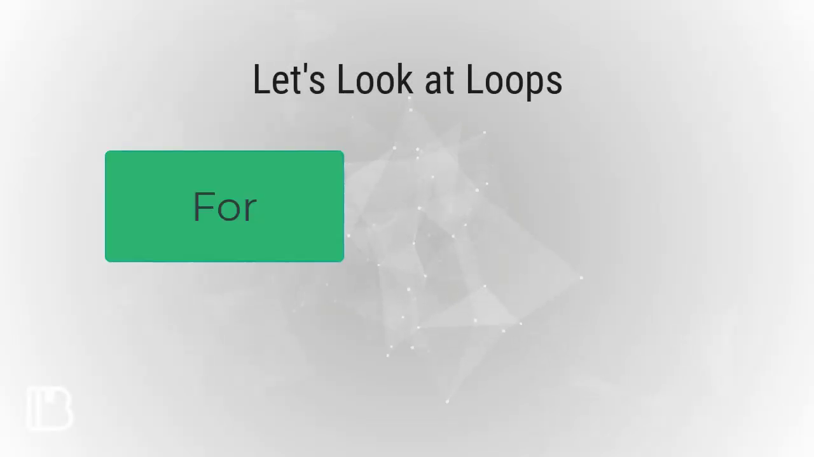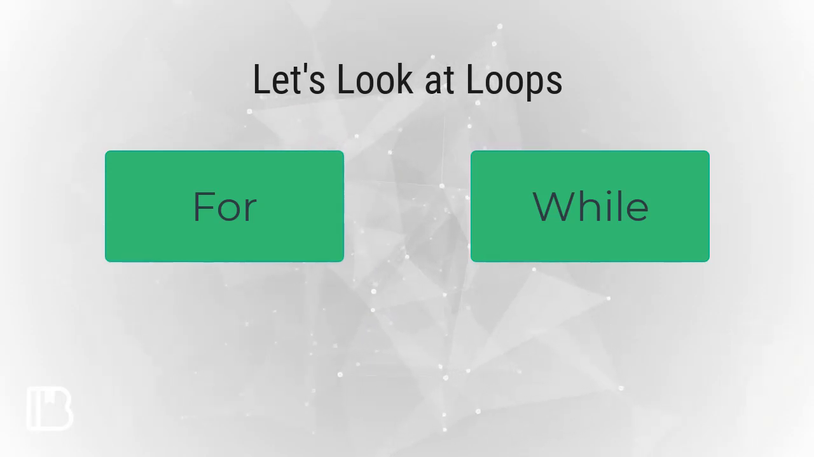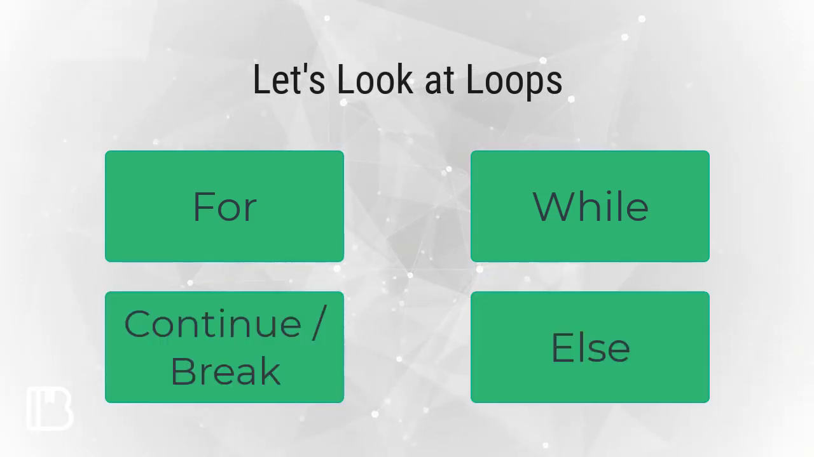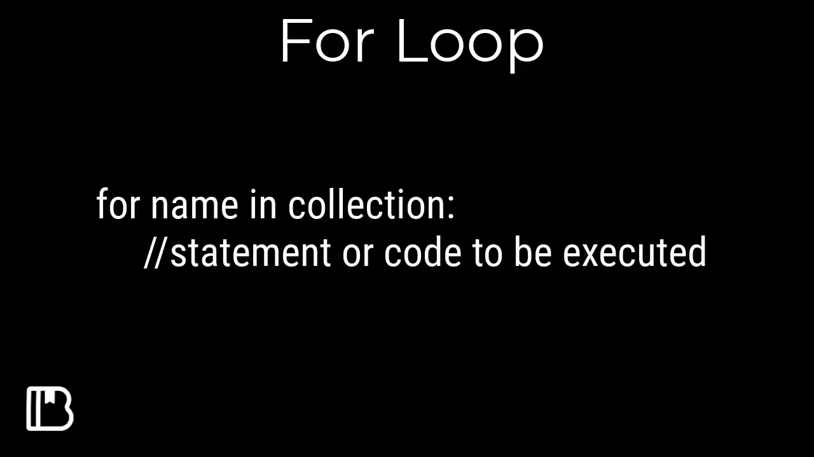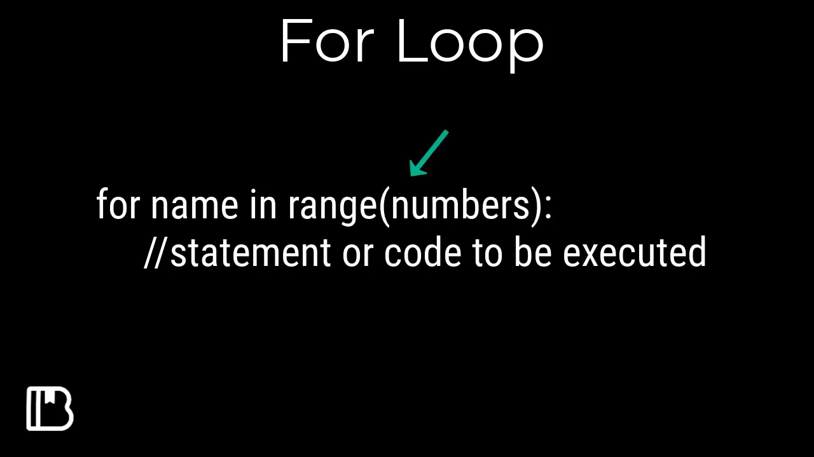The loops we'll be looking at today in Python are the for and while loops. We will also look at the continue and break keywords, as well as the else statement when used with loops. The for loop is controlled by specifying a variable name, the keyword in, and the collection you are iterating over. You can use a predefined collection or specify a range of numbers to iterate through.